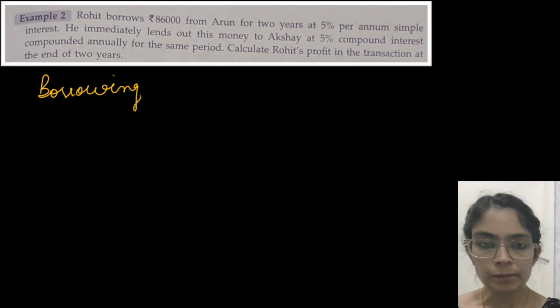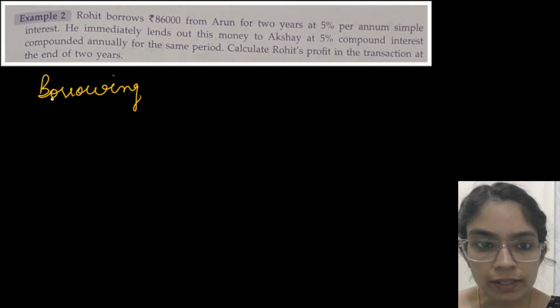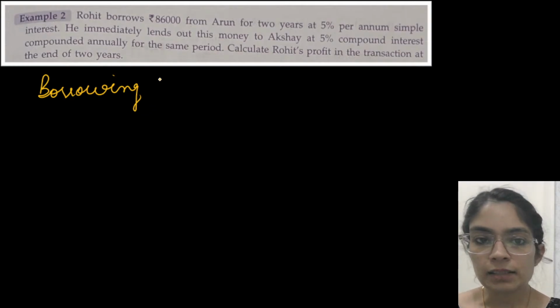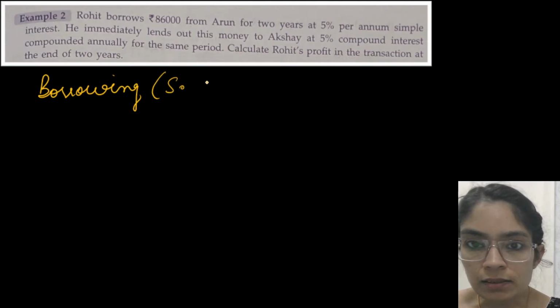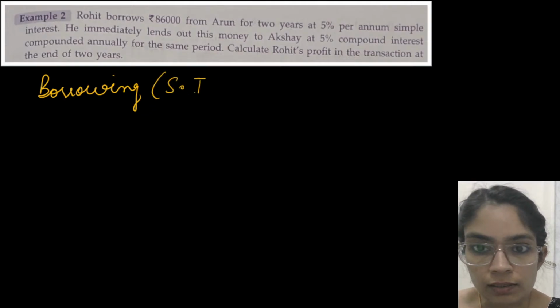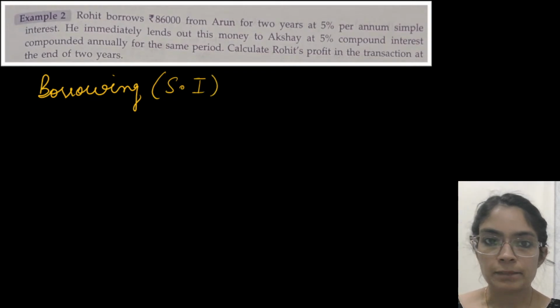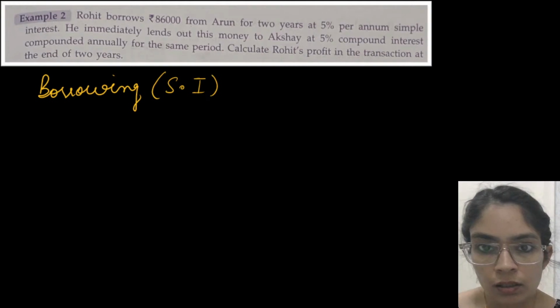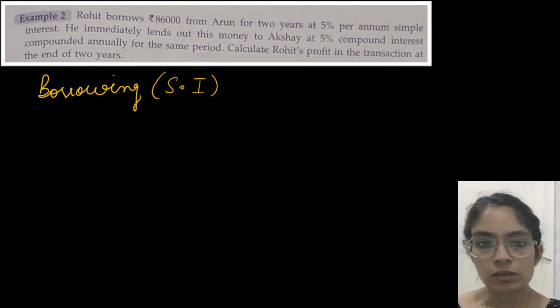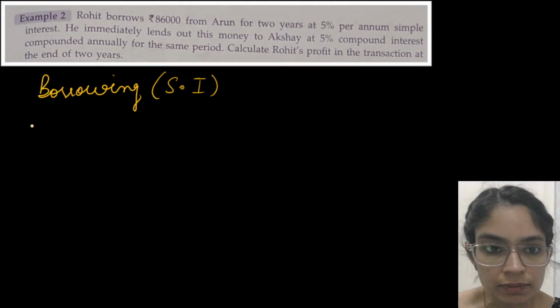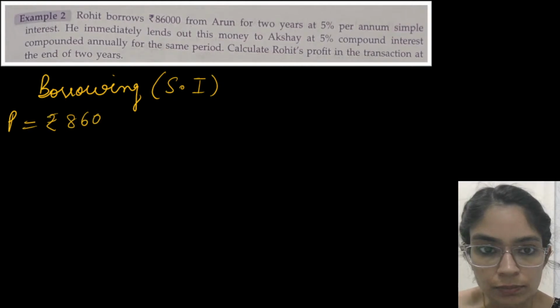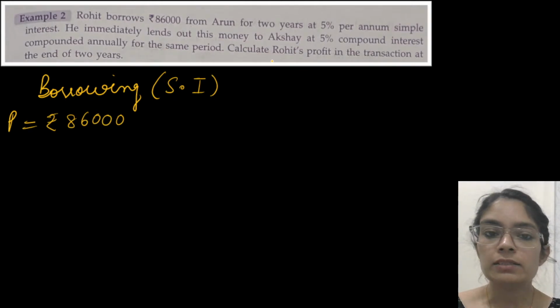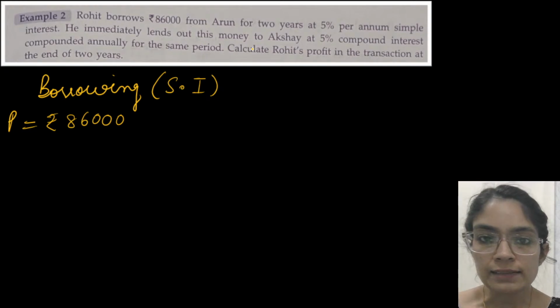Please concentrate here. So here borrowing is done. That means some person has taken some money, but this money is borrowed at simple interest. Okay, so for simple interest we can just write principal is equals to 86,000. So this person borrowed some money. It is not at compound interest but it is at simple interest.